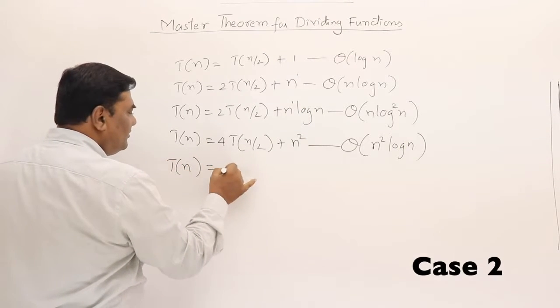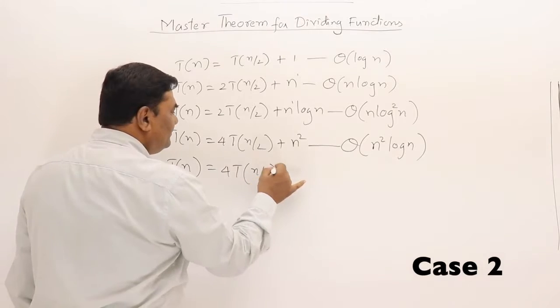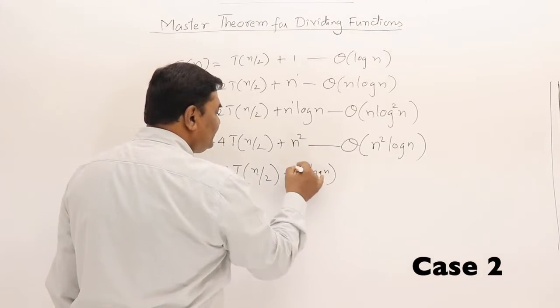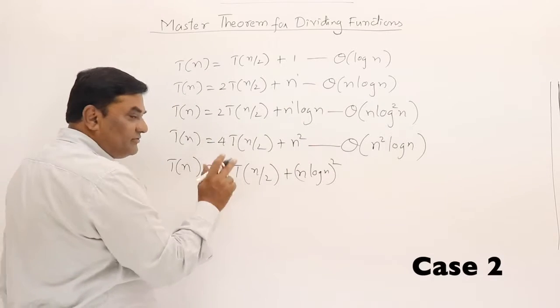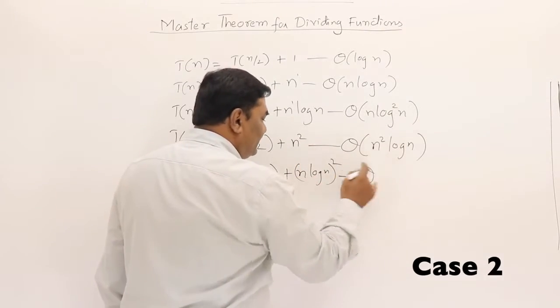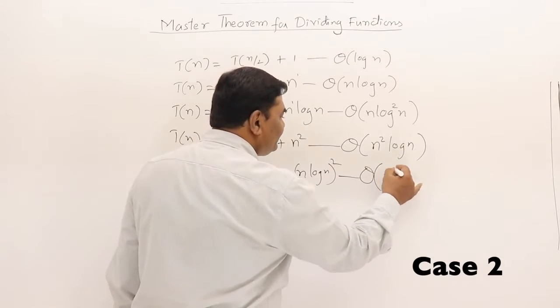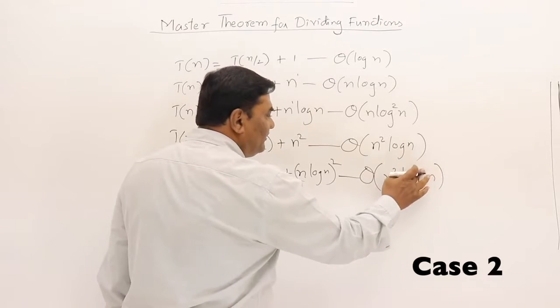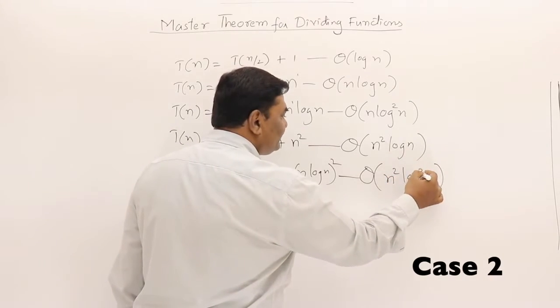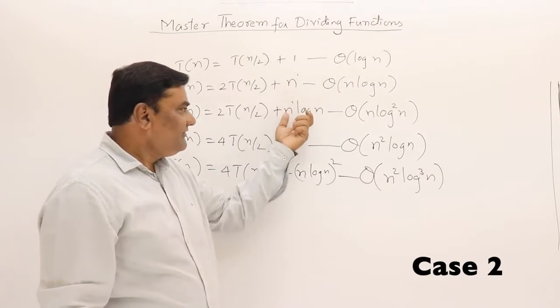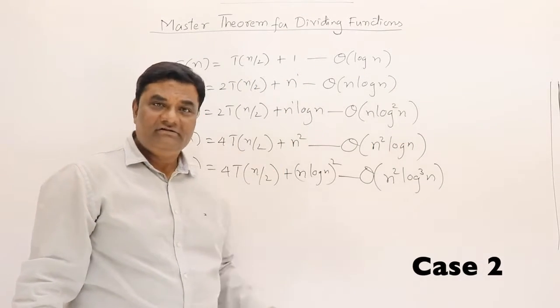T(n) = 4T(n/2) + (n log n)^2. So log 4 base 2 is 2 and this is n^2. This is squared. So take it as it is, that is n^2 log^2 n, but multiplied by log n. So this becomes 3. So in case 2, whatever the f(n) is, whatever you are having here, multiplied by log n.